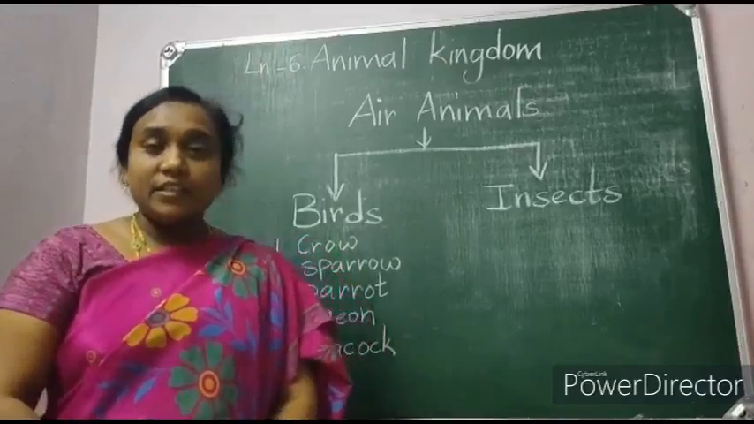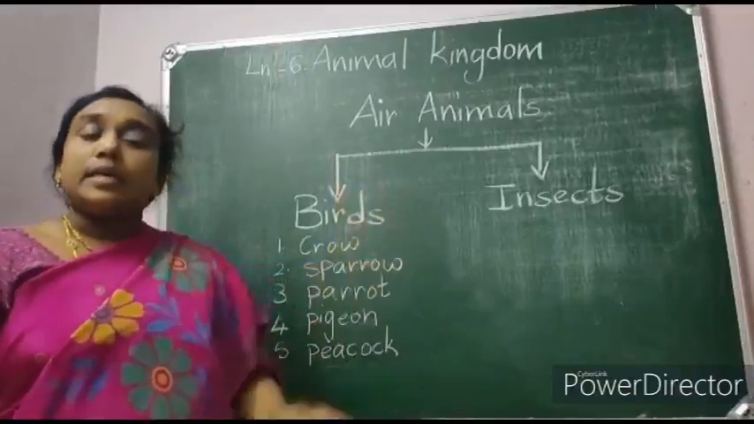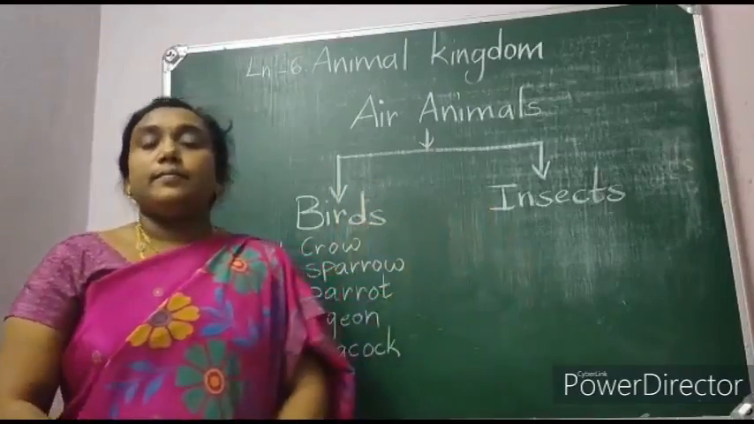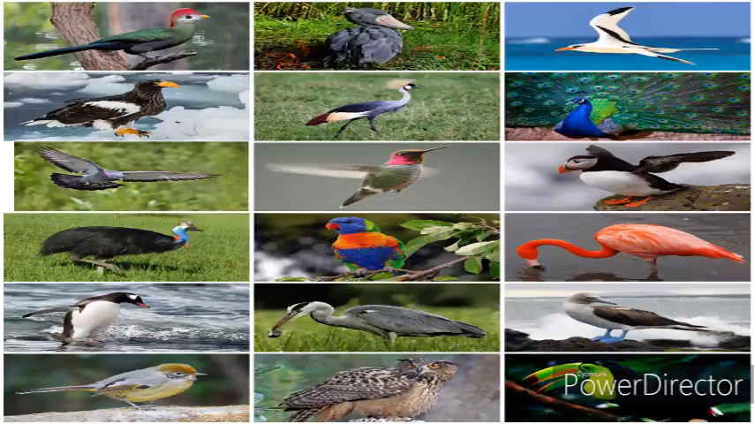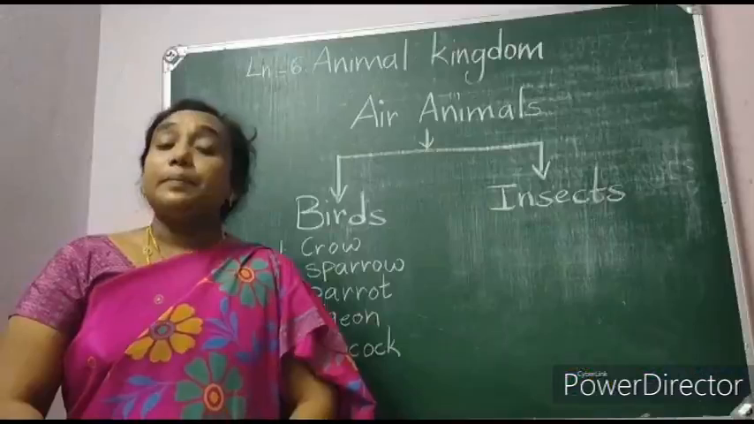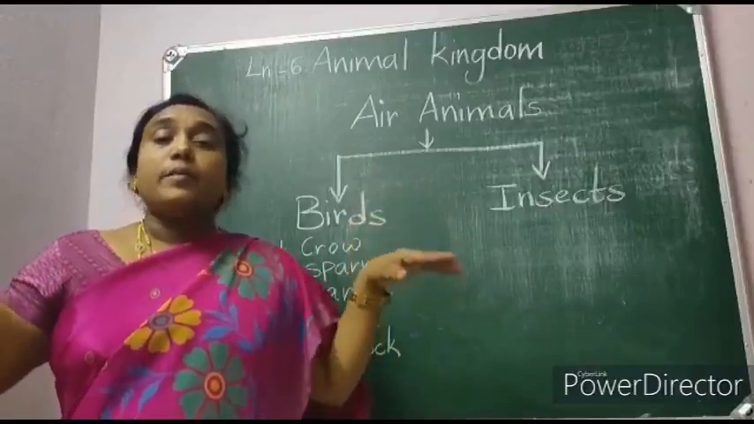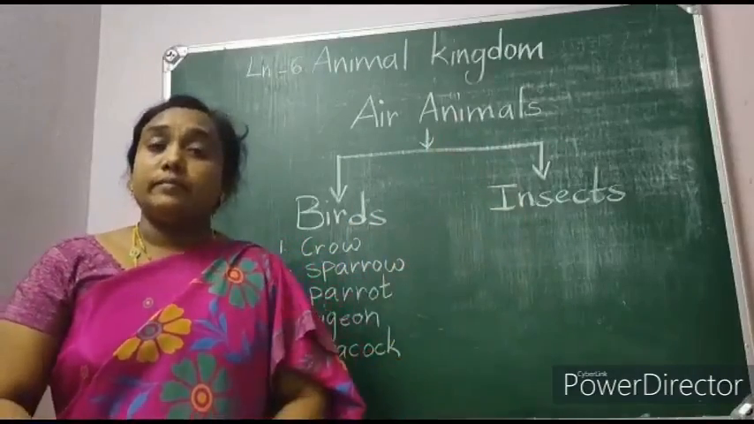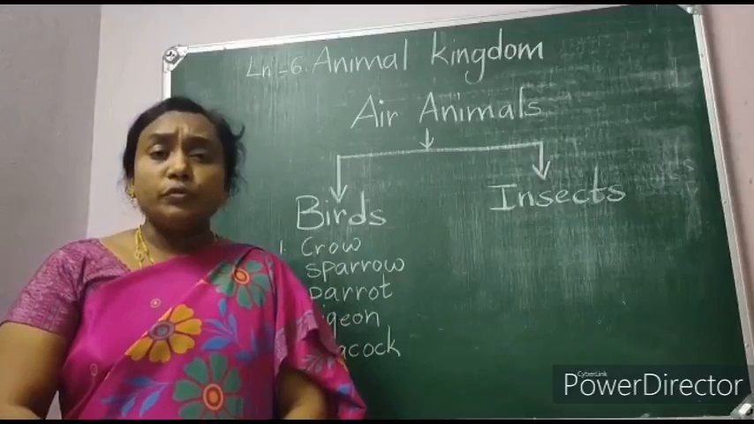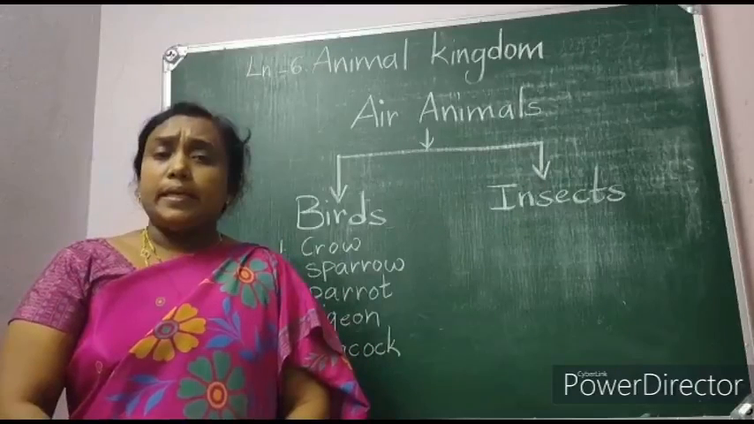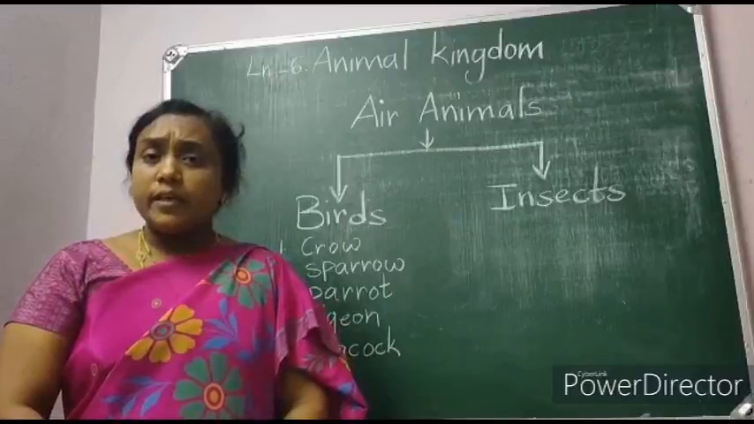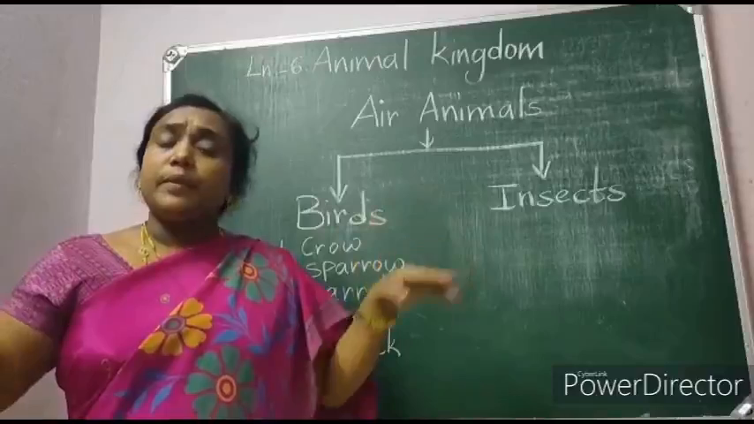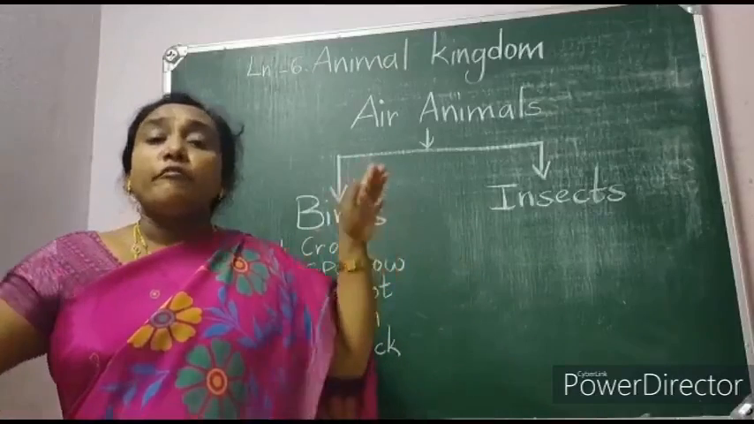Children, as I told you earlier, air animals are divided into two, birds and insects. Now, let us have a look at birds. Birds have wings. Most of them can fly with the help of their wings. Birds have two wings and a beak. Children, can we fly? No, we cannot fly because we don't have wings.